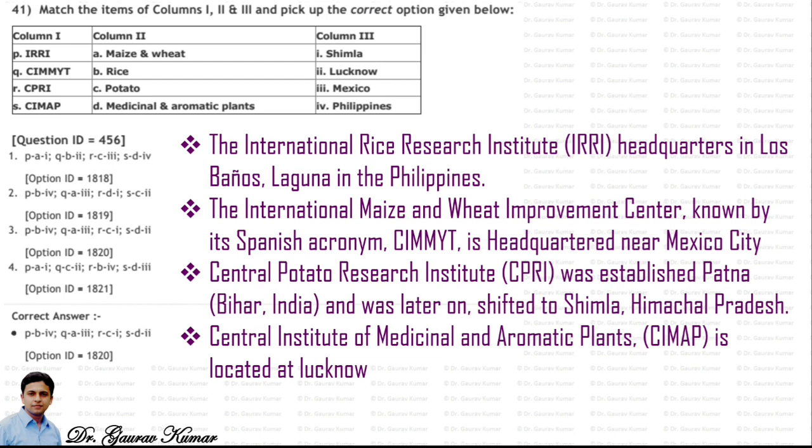And then the Central Potato Research Institute, CPRI, which was established around 1946 in Patna, Bihar, and was later on shifted to Shimla, Himachal Pradesh. The Central Institute of Medicinal and Aromatic Plants, CIMAP, is located at Lucknow, and they work on medicinal and aromatic plants. So obviously you will get the answer.